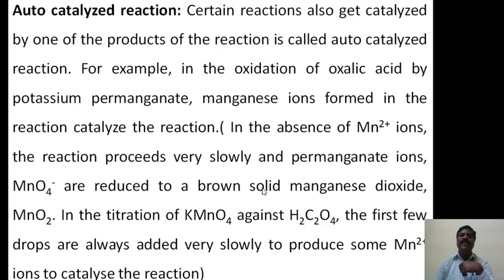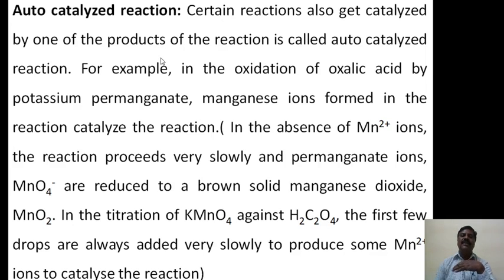Therefore, the color cannot be discharged easily by adding the potassium permanganate from the burette to the conical flask containing oxalic acid. So we have to add it slowly until a sufficient number of manganese ions are produced. Only then is the reaction catalyzed, and the rate of discharge increases after some time. Therefore, this is called an auto-catalyzed reaction.